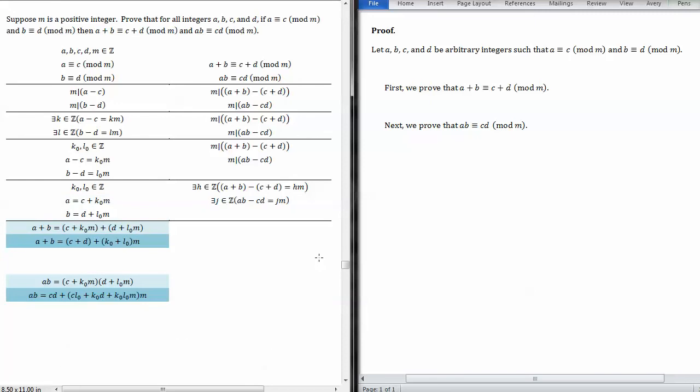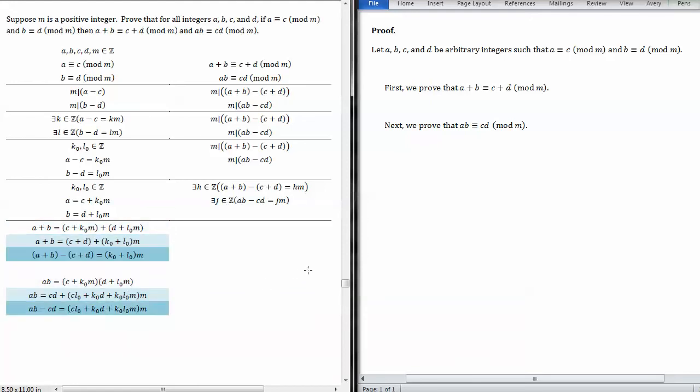And if we just rearrange terms a little bit, if we bring the c and the d together, because we're looking for a c plus d, then we bring the m terms together and factor out an m, we get this for the sum. And with the product, if we just expand this out, we get a cd term with no m in it. And then the other three terms you get from the distributive property, or foiling, all have at least one m in them. And so we can factor that m out there.